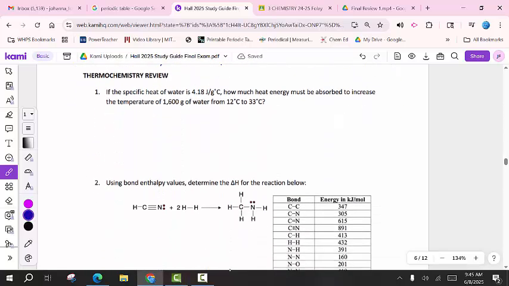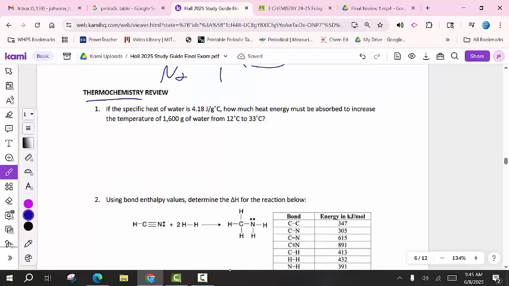Okay, now we're going to start thermochemistry. So when we did thermochemistry, there was an equation that looked like Q equals mc delta T. And the Q is a measurement of heat in joules. The m is the mass of the substance. The c is called the specific heat. And the delta T would be the change in the temperature.